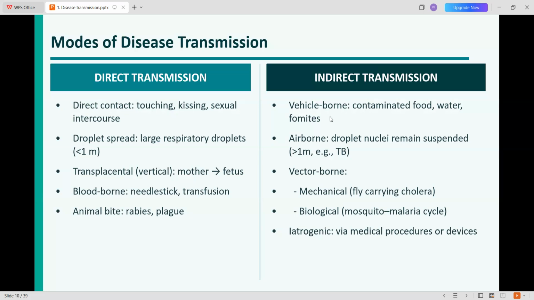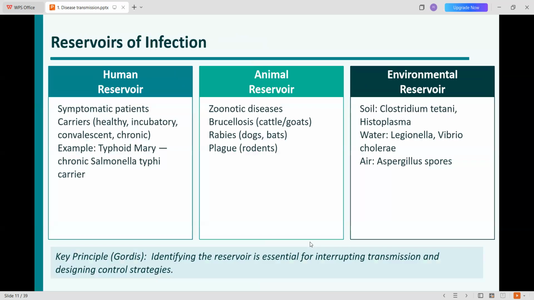Indirect transmission: vehicle-borne, through contaminated food, water, and fomites. Airborne, droplet nuclei remaining suspended, travel greater than 1 meter, for example in TB. Vector-borne includes mechanical and biological. Mechanical includes flies carrying cholera, and biological, the mosquito malaria cycle. Iatrogenic, which is through medical procedures or devices.